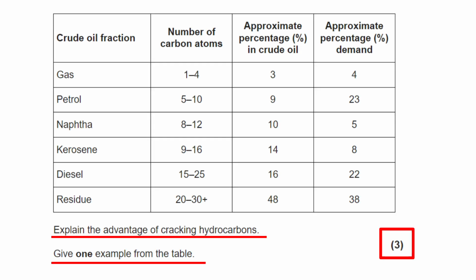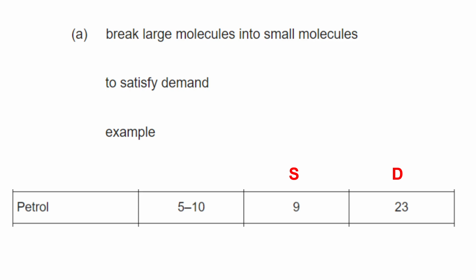Real life exam questions: explain the advantage of cracking hydrocarbons. Give one example from the table. If they tell you to do that, you must. Here's what I would go with. You break large molecules into small to satisfy demand, and the example I picked was there's a 9% supply of petrol, but a 23% demand. Cracking will solve that problem.